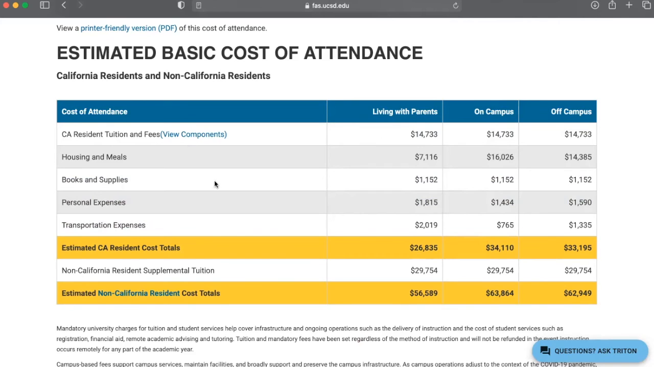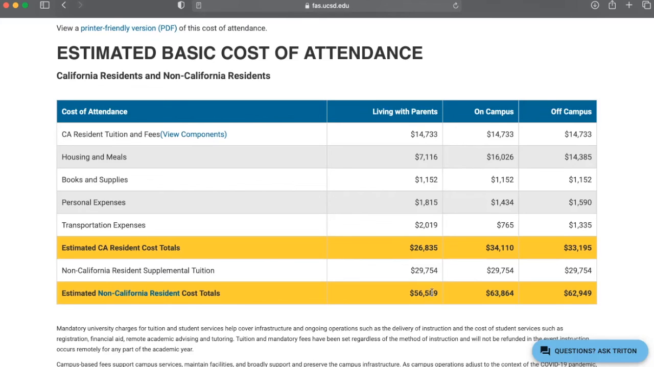So let's look down here. If you're a California resident, the total cost to go to UC San Diego if you live with your parents is estimated to be about $27,000. Whereas if you live on campus, it's estimated to be about $34,000. And if you live off campus, it's estimated to be about $33,000.